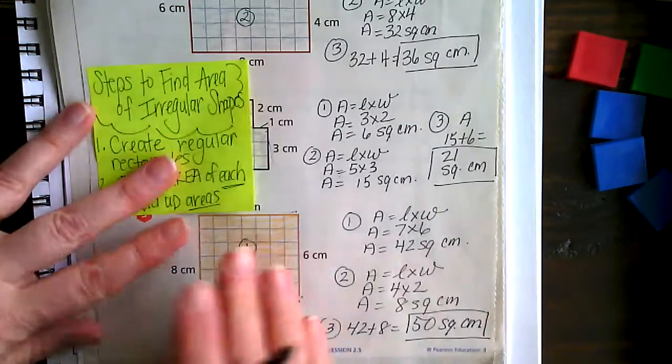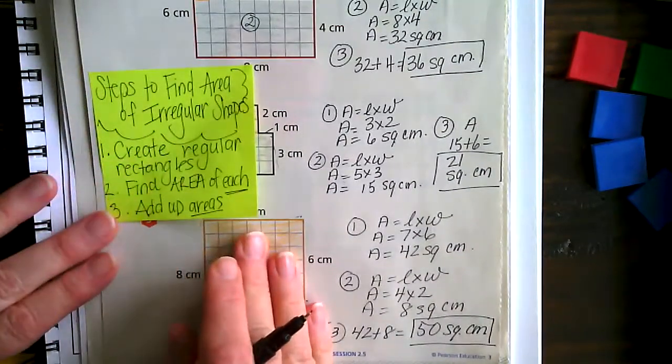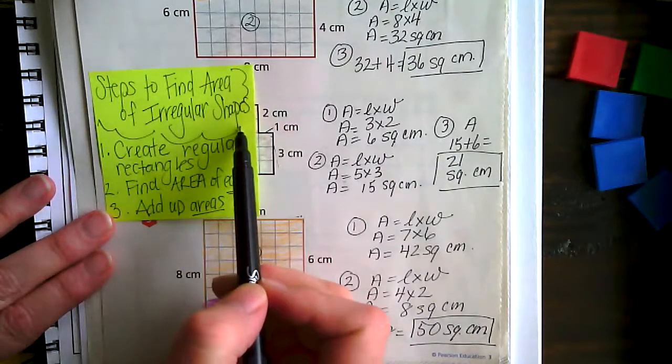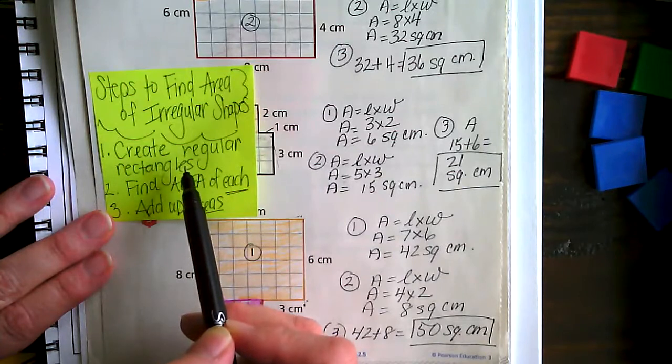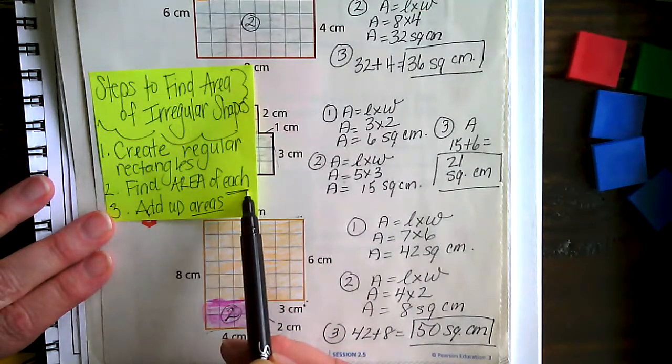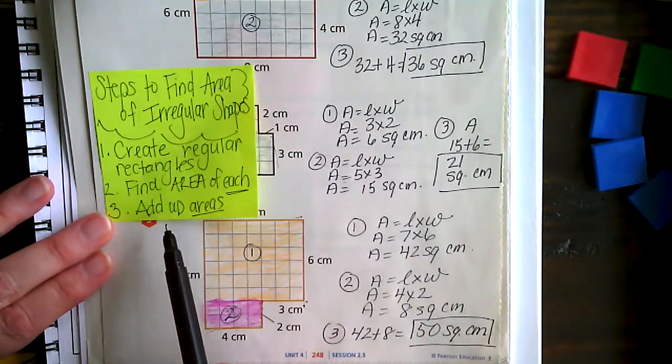Okay, so just to recap what we did today, to find the area of irregular shapes, we first create those regular rectangles, then we find the area of each, and we put it together.